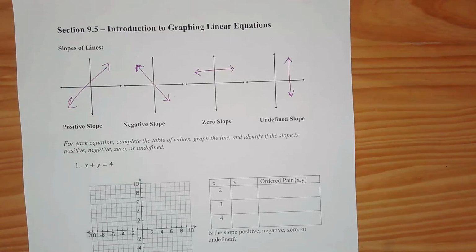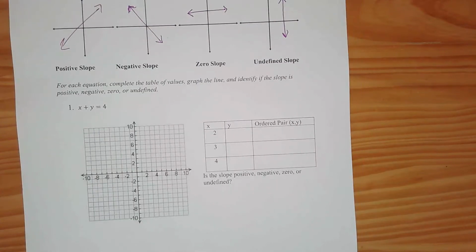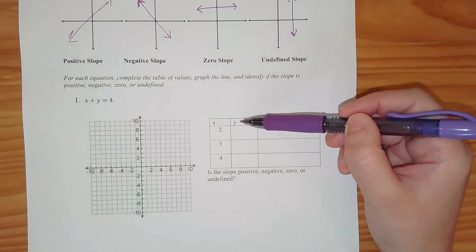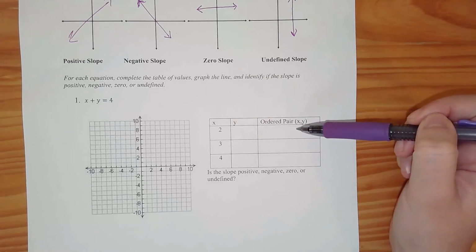For the rest of these, what we're going to do is graph some lines. We're going to graph them by filling out a table of values and then plotting the points from our table of values. And then we're just going to talk about the slope. Is it positive or negative or zero or undefined? For our first one, we have x plus y equals 4, and I've started a little table of values for us. A table of values has x values and y values, and then we'll make those into an ordered pair.